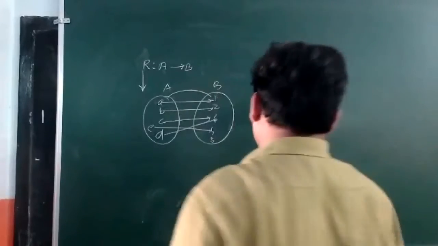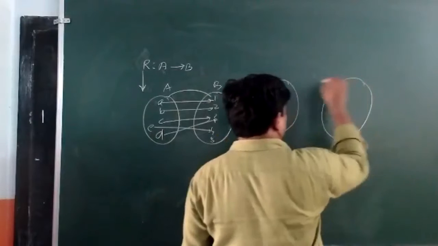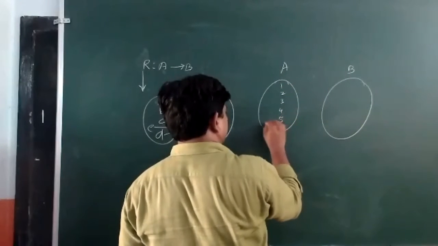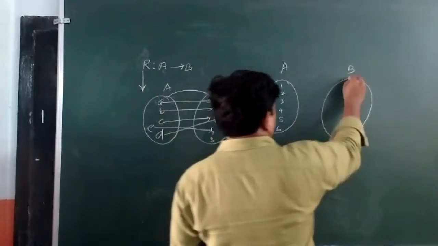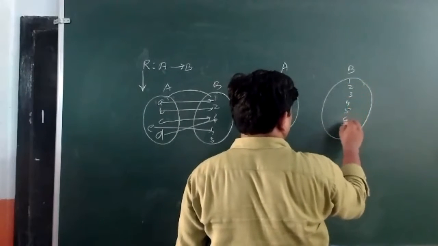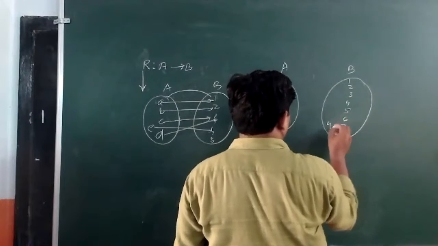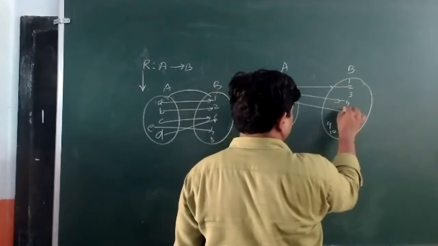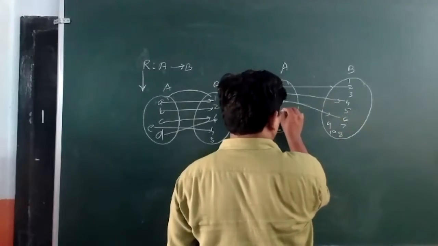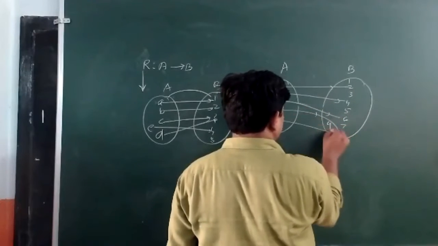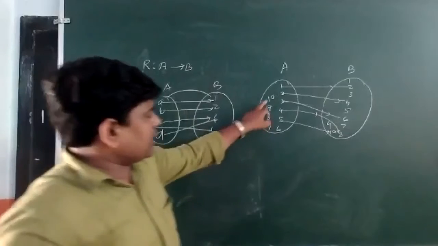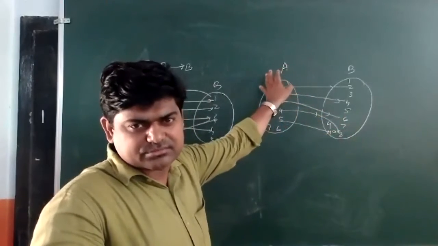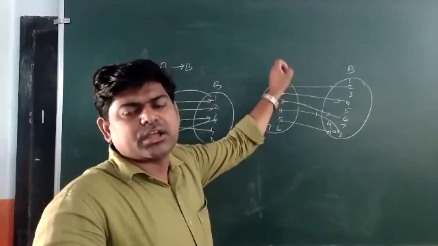Let me draw one more. On the previous page, I was having A and B, with 1, 2, 3, 4, 5, 6, 7, 8, 9, 10 in each. It was said 1 is related to 2, 2 is related to 4, 3 is related to 6, 4 is related to 8, and 5 is related to 10. Now see, there are many elements which have no image in B. This relation cannot be a function.